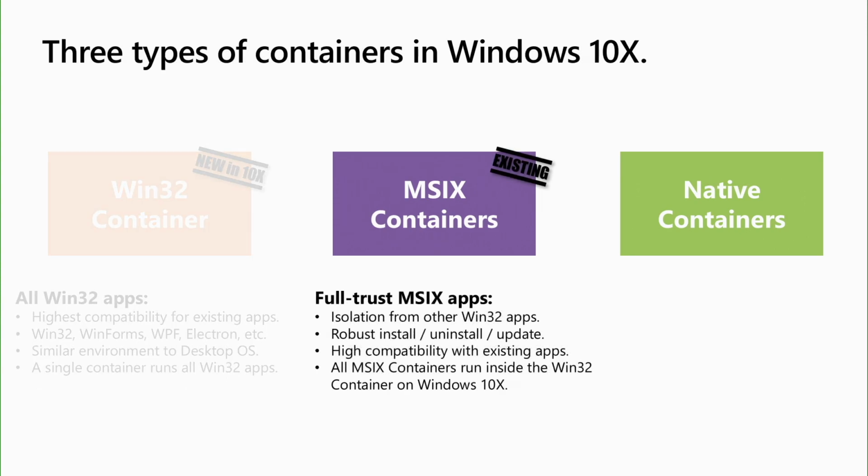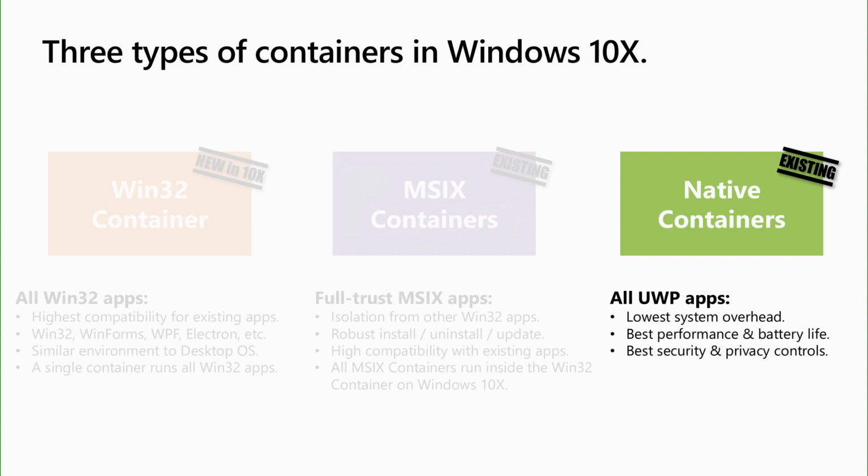The second kind of container is not new. This exists already on Windows Desktop, and it's called the MSIX container. Now, this is where full trust MSIX applications run, and MSIX containers provide a degree of isolation from the operating system and from other applications. MSIX containers also give you a robust install, uninstall, and update experience without having to write a custom installer, and it has high compatibility with Win32 applications. Now, in Windows 10X, all MSIX containers also run inside the Win32 container, and we'll see that in a minute as well. And there are more videos available about MSIX if you need to learn more.